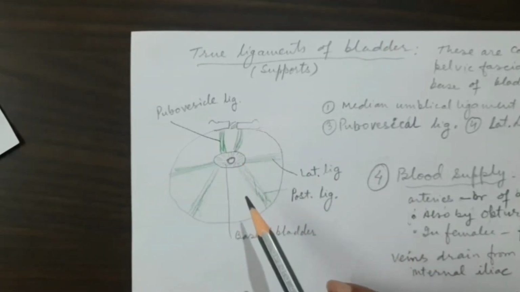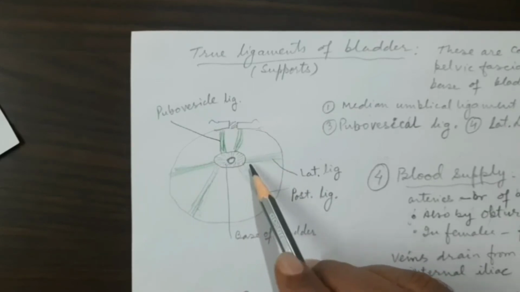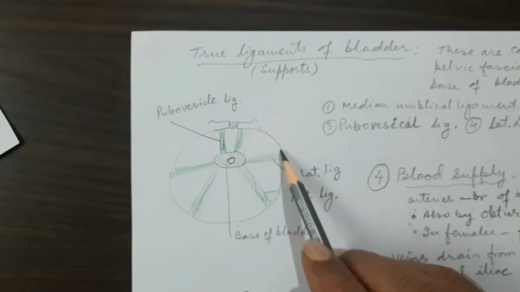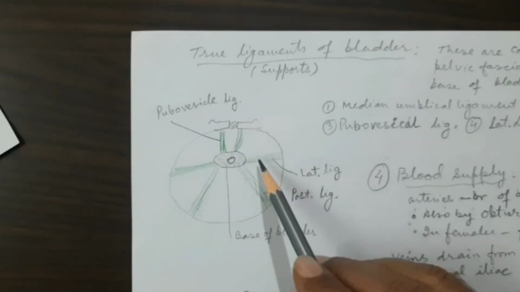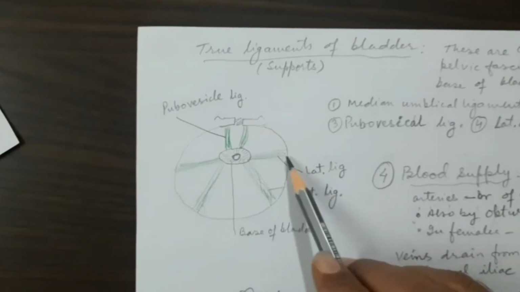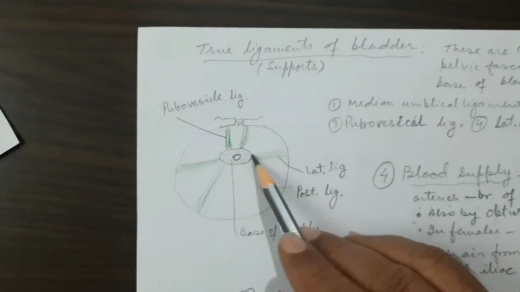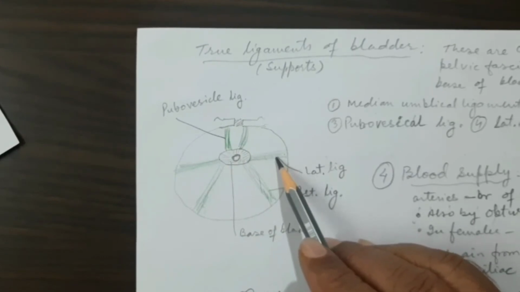And then there is another ligament, the lateral ligament. This lateral ligament extends from the lateral aspect of the neck of the urinary bladder, that is the lowermost part of the urinary bladder, and goes to that tendinous arch which gives origin to the levator ani. So this will go here and get attached to the fibrous arch. It will get attachment onto the lateral wall of the pelvic cavity. So that is called the lateral ligament.